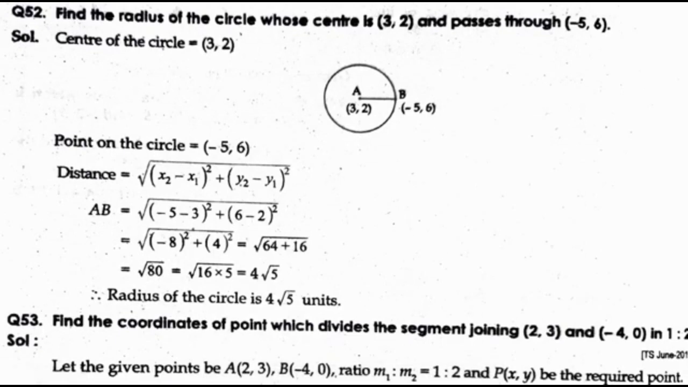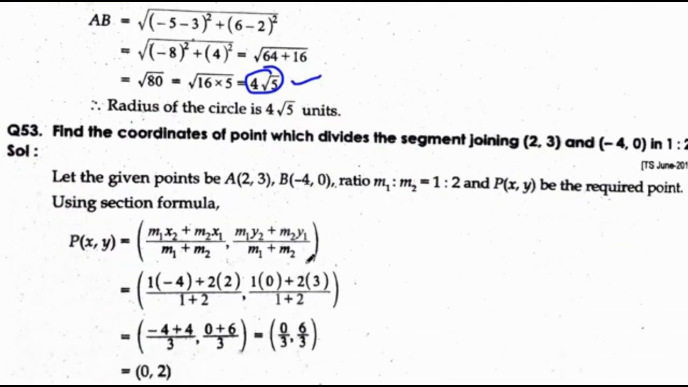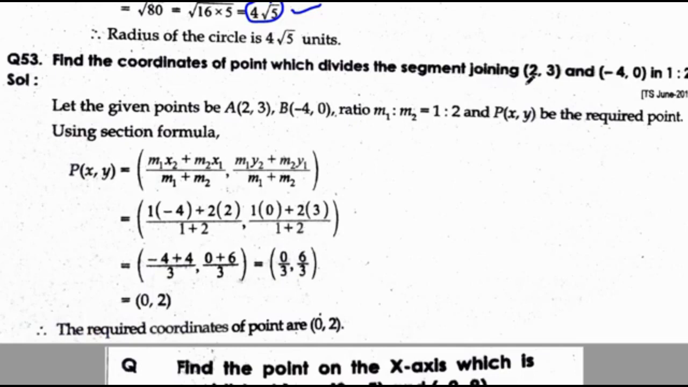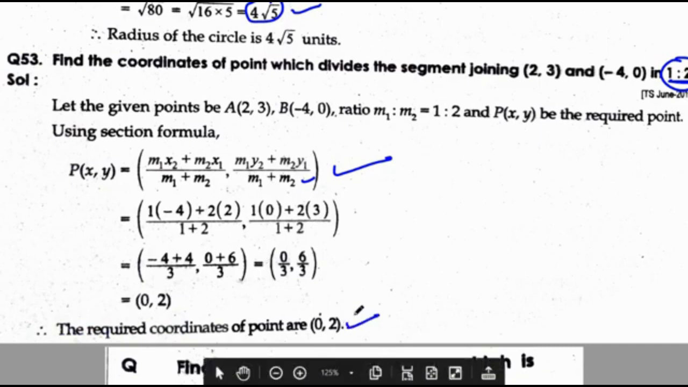Find the radius of the circle whose center is 3 comma 2 and passes through minus 5 comma 6. So here we have already seen this type of problem. AB is given, so you have to use the distance formula. We'll get the distance from the center to B, which is the radius, as 4 root 5. Find the coordinates of the point which divides the segment 2, 3 and minus 4, 0 in 1 is to 2. So the ratio word is given. You have to use the section formula, which is M1 x2 plus M2 x1 by M1 plus M2, M1 y2 plus M2 y1 by M1 plus M2. So we'll get the answer as 0, comma 2.